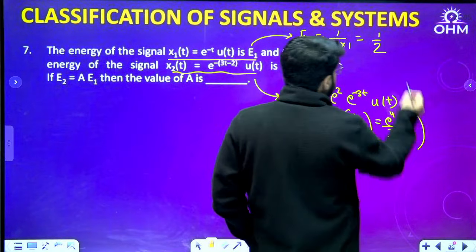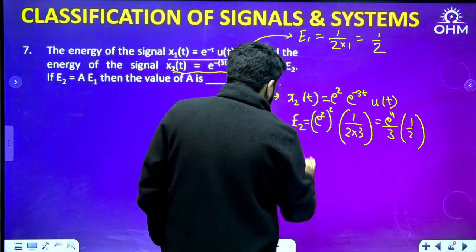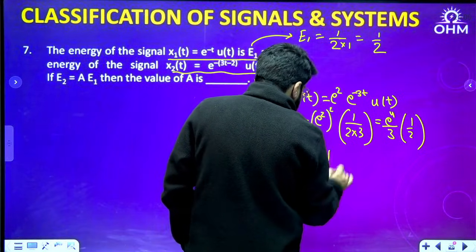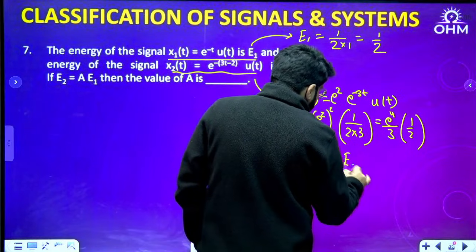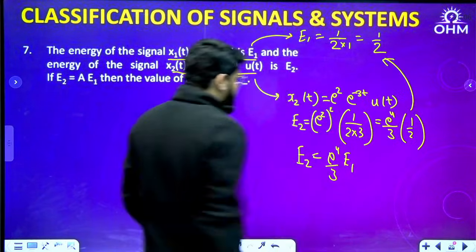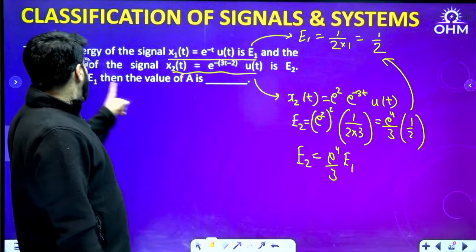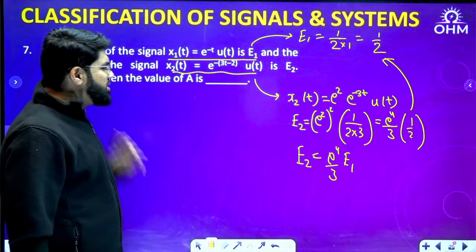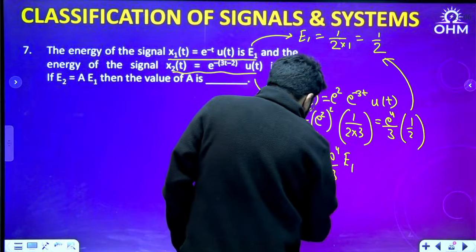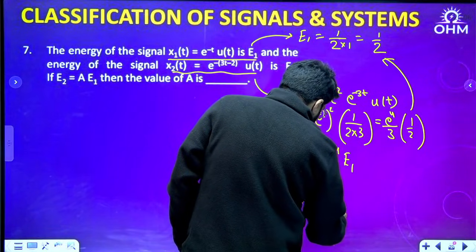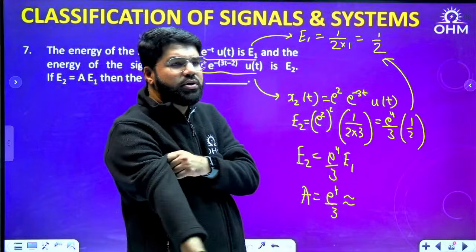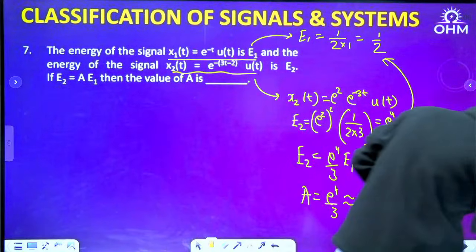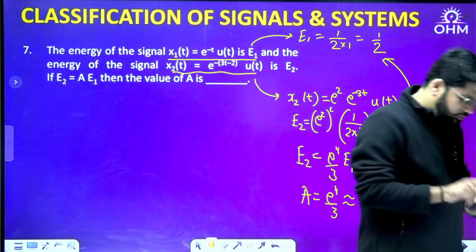Can I write like this? Because 1 by 2 is the E1. So I can now write down E2 is how much? E power 4 divided by 3 into E1. This is the E1. So the question says that the E2 is E1. What is the value of A? It is E power 4 divided by 3. Approximately, if you have done the calculation, you can let me know. This is the final answer actually.